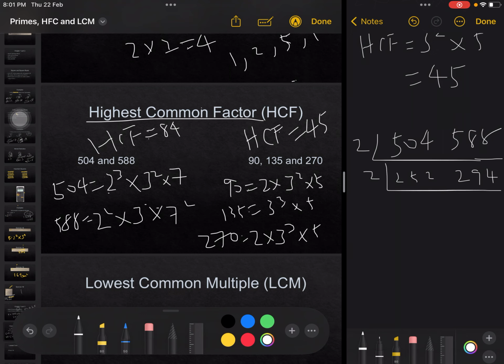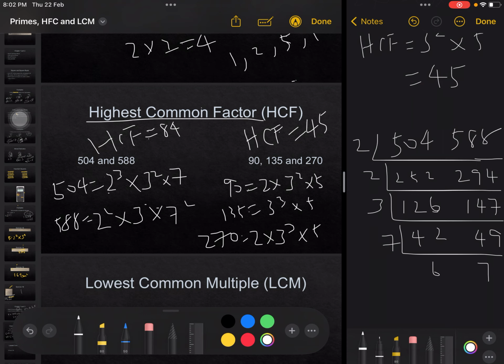Okay, so it will be 126, and here will be 147. Okay, so see if there's anything else that can divide. Divide by, let's say, 3. So this is 42, and this is 49. Okay, then divide by 7 together. So this is 6, and this is 7.